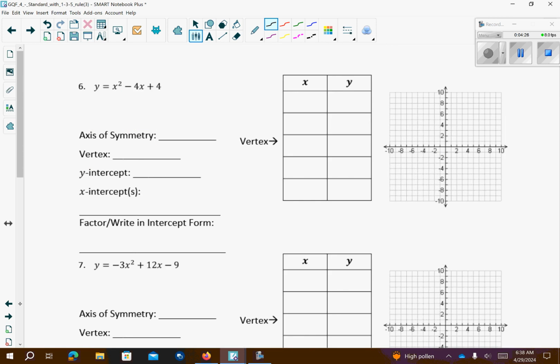Okay, let's take a look at the backside. So my A value is 1, my B value is -4, my C value is 4. I'm going to go x equals -b over 2a. So I'm going to get -(-4) over 2 times 1. -(-4) is 4, 4 over 2 is 2, so x equals 2.